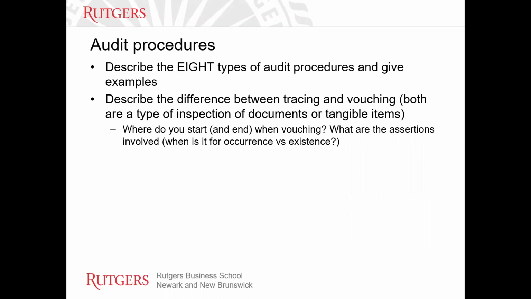And then the fourth one is the purpose. Why are you tracing? Why are you vouching? Well, you're tracing for completeness of whatever the financial statement account. You're vouching for existence of or occurrence of whatever the financial statement account is.